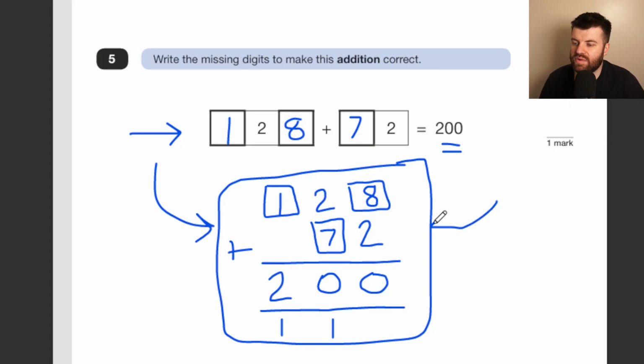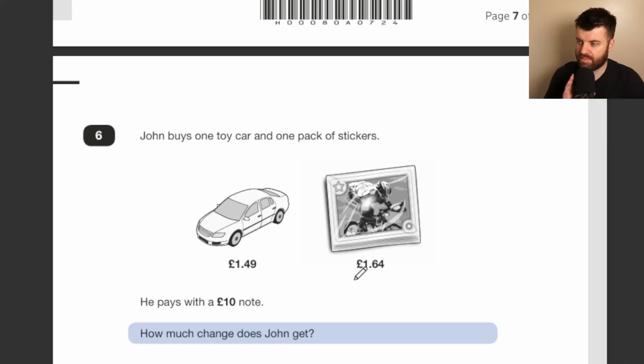So what I would do for these questions is always just put them into column method and work like that. And usually when we've got missing digits, it's relying on you knowing that sometimes we have to put some exchanging in. That's not written down, but would be in our working out. Well done if you managed to get that one.